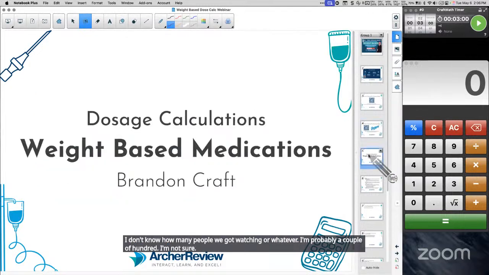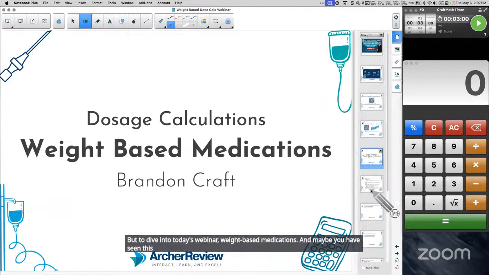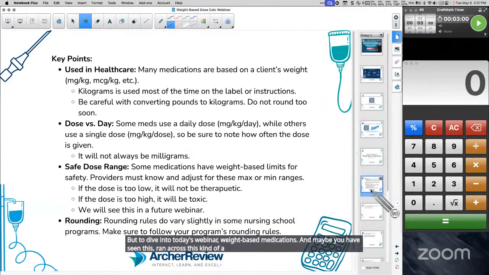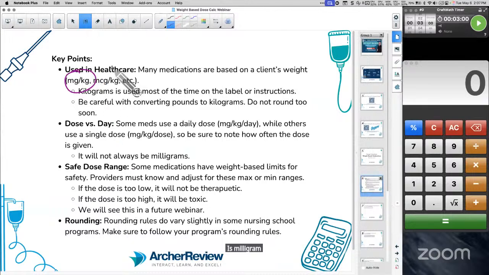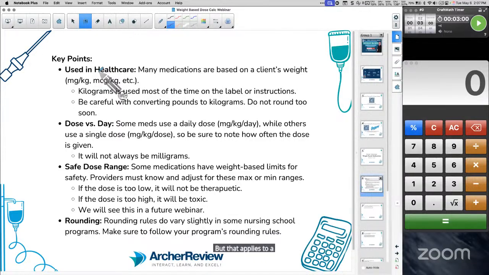But to dive into today's webinar, weight-based medications. Maybe you have seen this. A quick overview of some things we are going to look at is milligrams per kilogram or micrograms per kilogram. Very often when you're dealing with a client, medication is based on their weight. For example, take me, I would take more Tylenol or Advil than my 10-year-old son because I weigh more than he does. But that applies to a lot of medications in healthcare.